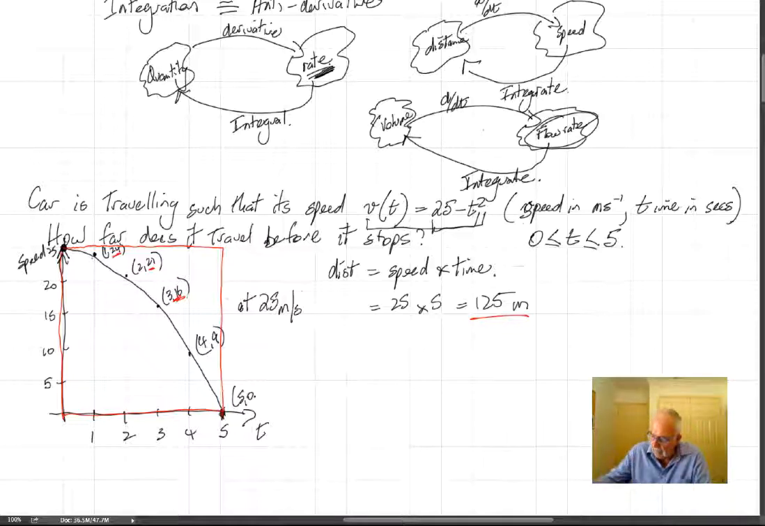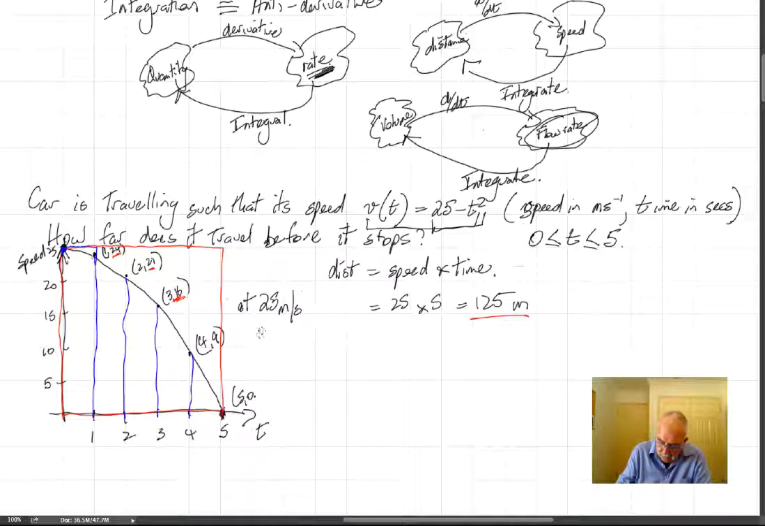So another approach might be to say, all right, let's just split it up into each of the 5 seconds, and we calculate the distance travelled in each of those 5 seconds. One way to do that is to assume that it's going to travel for the full 25 metres a second, just for that 1 second. So this is another attempt with 5 rectangles. These are called strips. So we'll go 5 strips: 1, 2, 3, 4, 5, each of these strips going up.